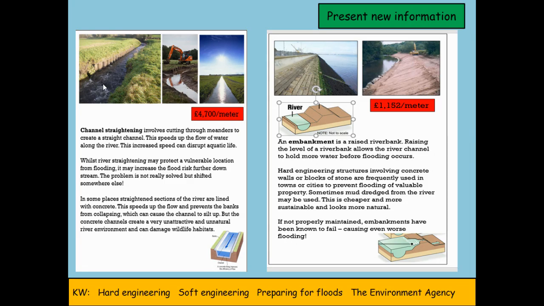Sometimes they are lined with concrete, but that really does then affect the natural life. It does mean that the rivers don't need dredging, so it is good in that respect. However, a concrete lined river really is not attractive, and it won't look very nice. It's very expensive as well. You've got there £4,700 per metre.